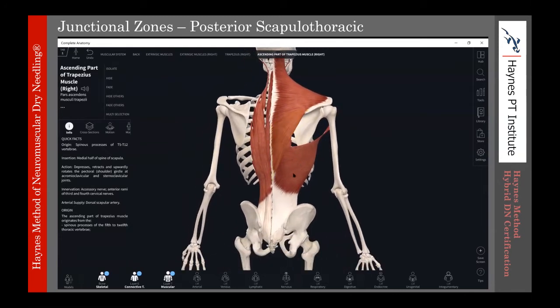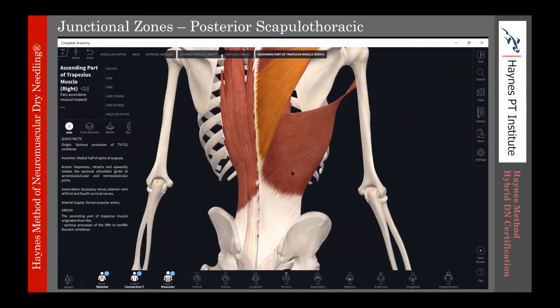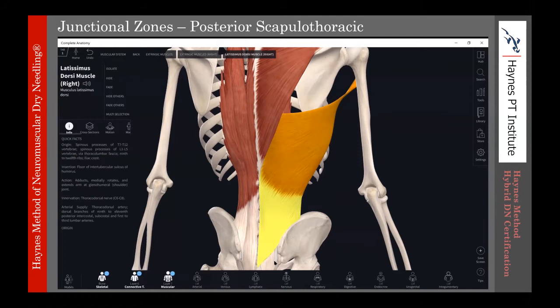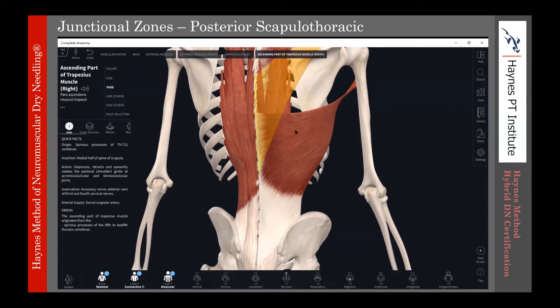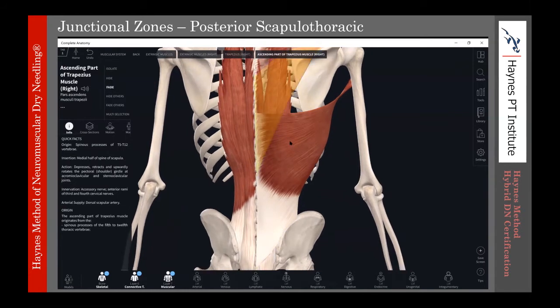On the latissimus, and let me zoom in a little bit here. For the origin of the latissimus, it's going to be the spinous process of T7 to T12 and then L1 down to L5. Actually, let me hide or fade the traps. So again, similar to the trapezius, really broad muscle.